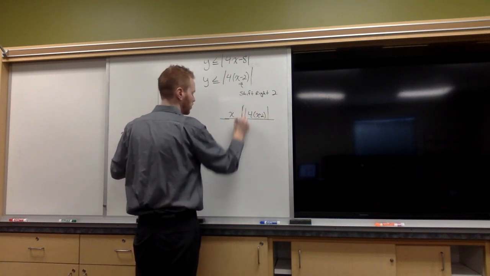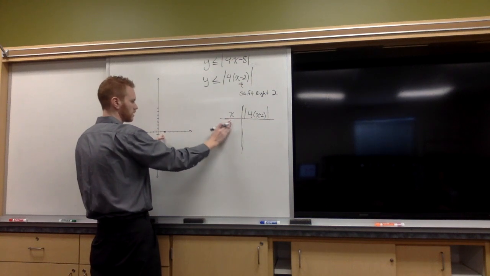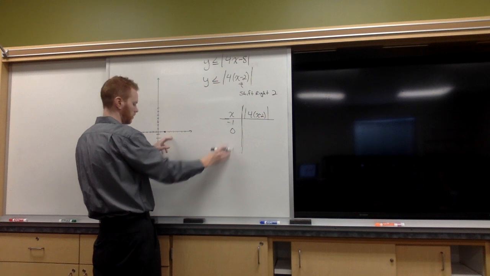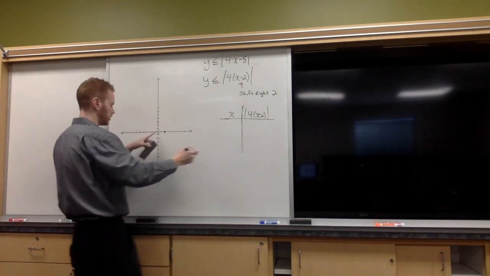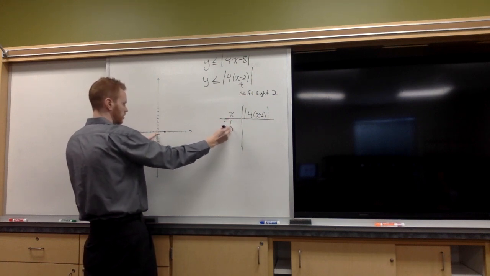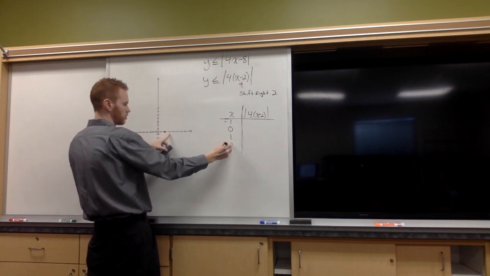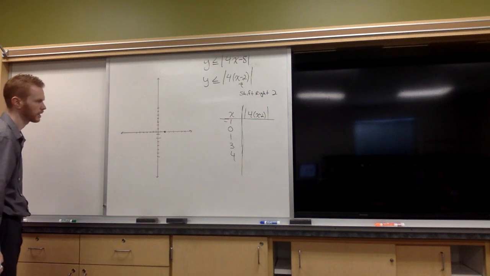Let's just, to make it more accurate, let's plot -1, 0. I tell you what, we're going in the wrong direction. Let's do -1, 0, 1. You know what this is, so let's do 3 and 4, just to get the gist of what this graph looks like.